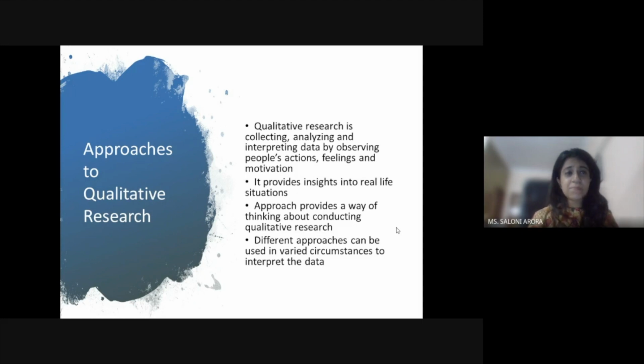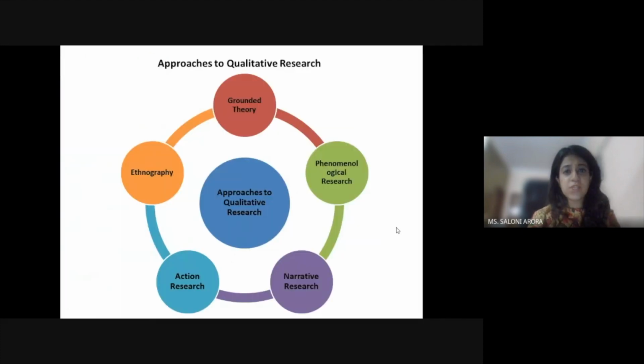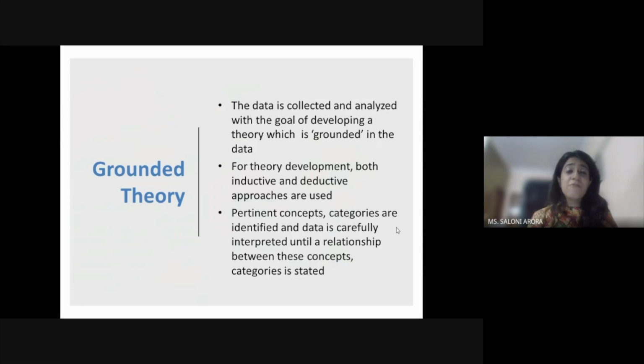So, our approaches are going to be the first step towards our qualitative research. Now, there are different approaches for different circumstances, and as we say, not one shoe fits all. So, as per the situation, as per the need, we can apply these different approaches. Now, there are five most commonly used approaches. They're the grounded theory approach, the ethnography approach, the action research approach, the narrative research approach, and the phenomenological research.